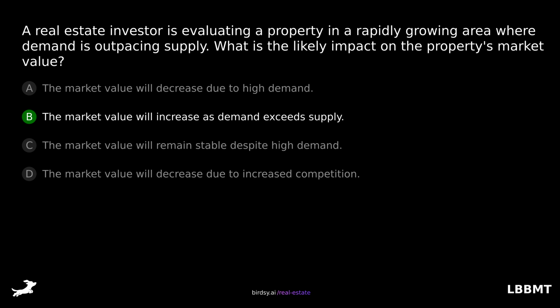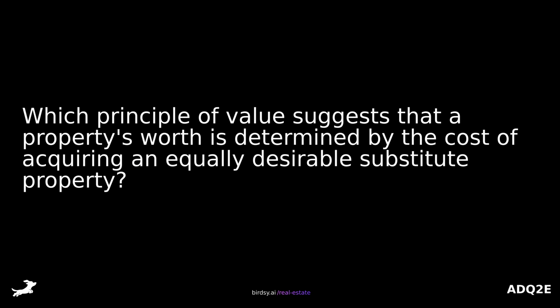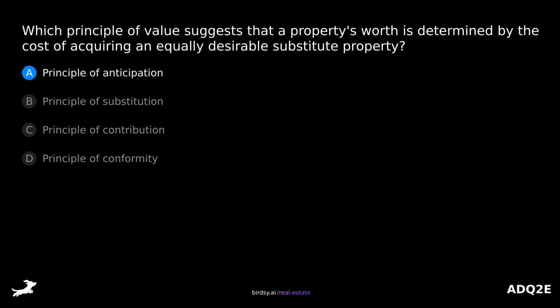The correct answer is B, the market value will increase as demand exceeds supply. When demand exceeds supply, prices typically rise as buyers compete for limited properties, increasing market value. Which principle of value suggests that a property's worth is determined by the cost of acquiring an equally desirable substitute property? Is it A, principle of anticipation, B, principle of substitution, C, principle of contribution, or D, principle of conformity?